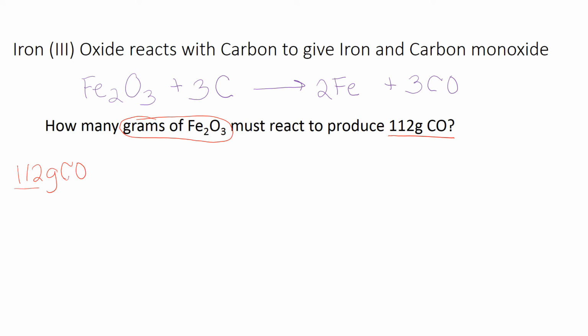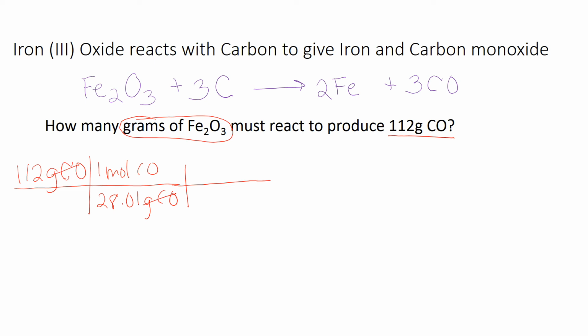So here I'm going to start my T-chart, and I can't work with grams. So I'm going to convert my grams to moles by using the molar mass of carbon monoxide. So 1 mole of carbon monoxide is equivalent to the molar mass, which is 1 carbon plus 1 oxygen, which is 28.01 grams of carbon monoxide. All right, so let's get rid of our grams.